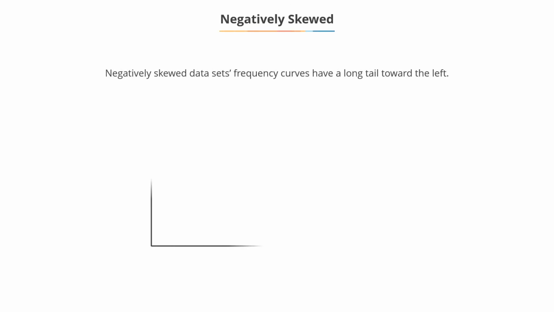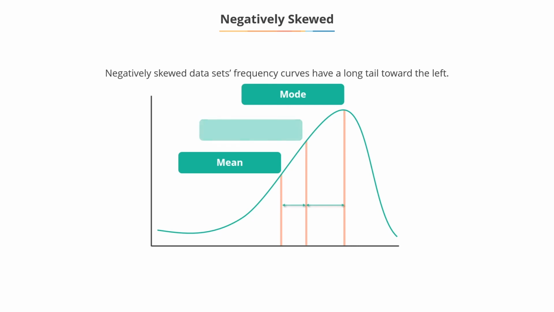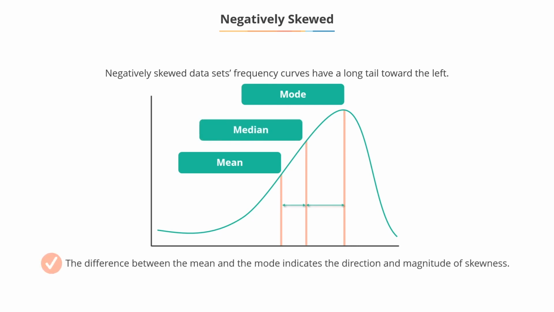It will be the same when the distribution is skewed to the left: the mode will exceed the median, which in turn will exceed the mean. Therefore, the difference between the mean and the mode indicates the direction and magnitude of skewness.